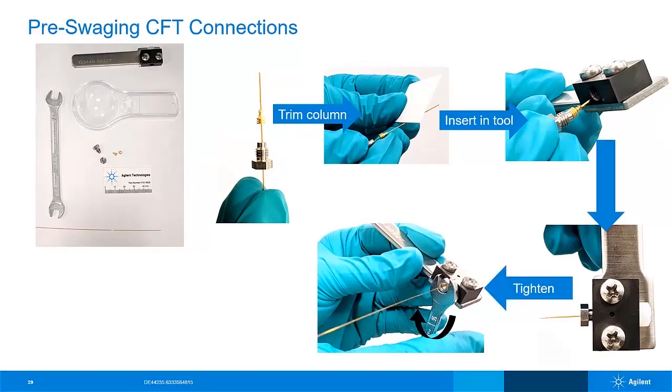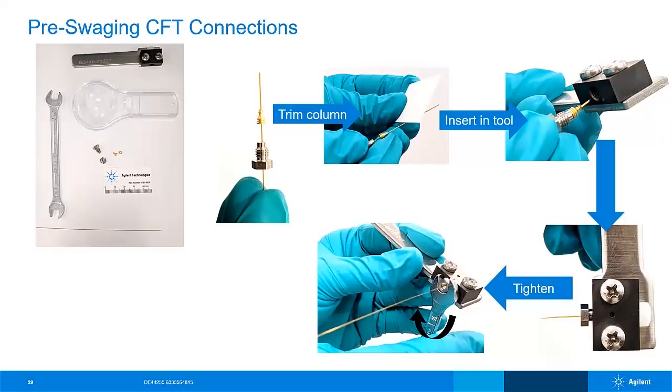Next, you'll use the 1/4 inch wrench to pre-swage the gold ferrule onto the column. Note that each ferrule has a different range of turn radius to get the proper seal of ferrule to column, and this is a function of column diameter. So for example, the ferrule for the 0.25 millimeter ID column has a swage range of 50 to 100 degrees.